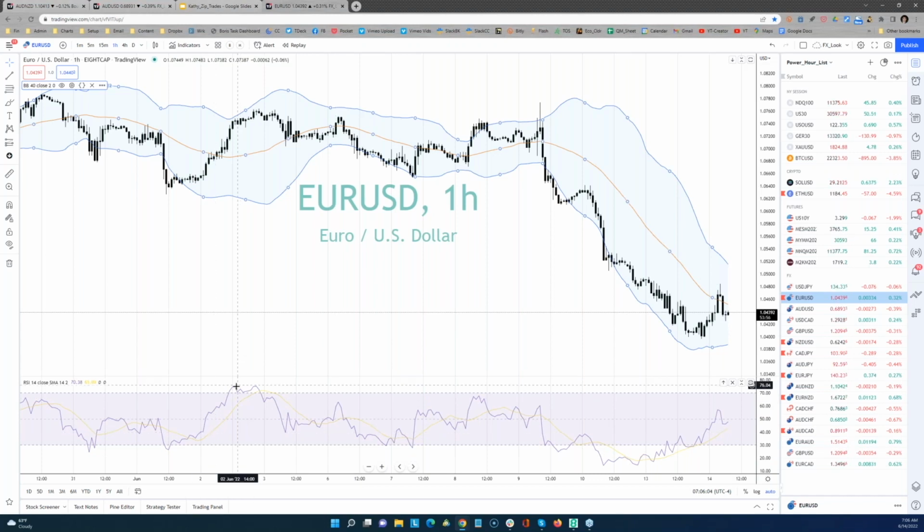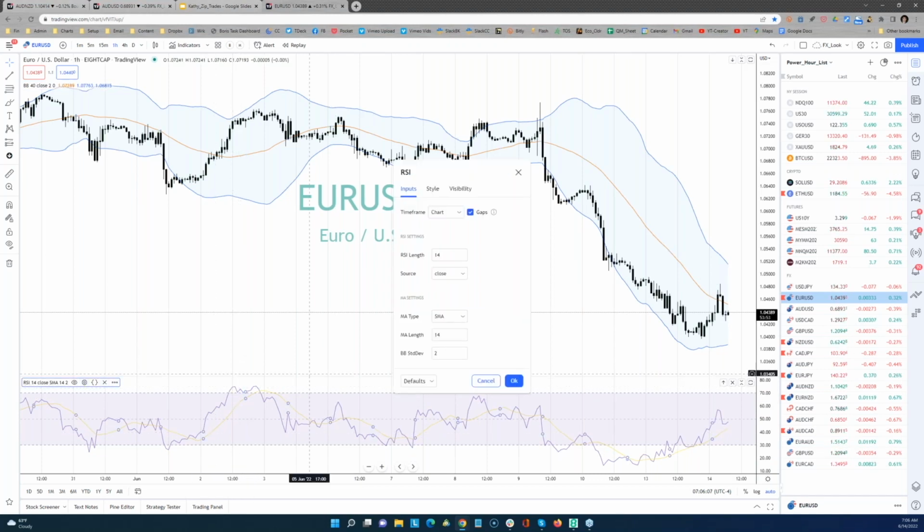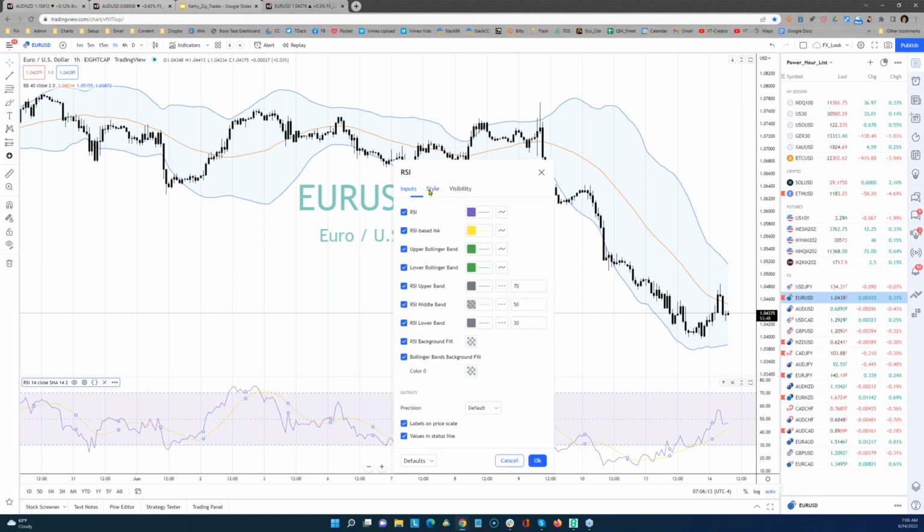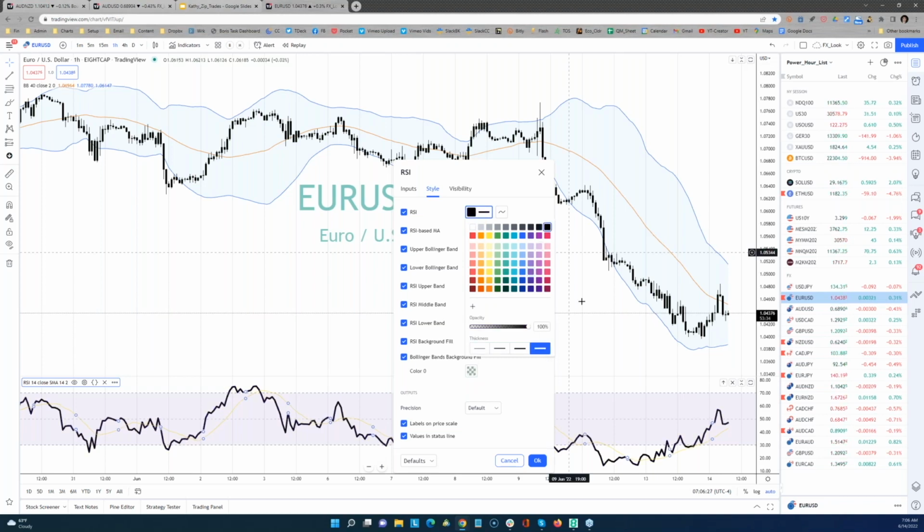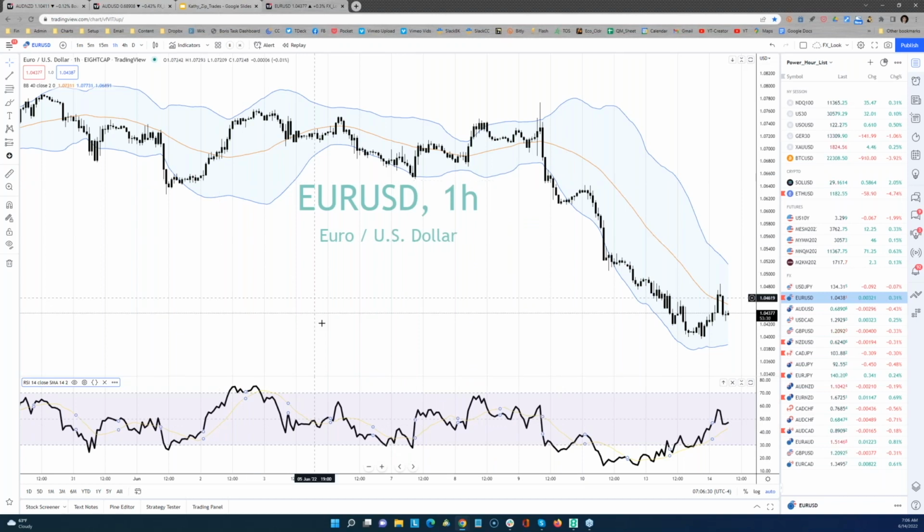You can also click on this, and when you go into style, you could make it thicker. You can change the colors and the thickness. So let's say I want to make it thick and I want to make it black, just to make it sharper. And you can see how much sharper the RSI is. So there's a whole bunch of free TradingView indicators that you could use to your heart's content.